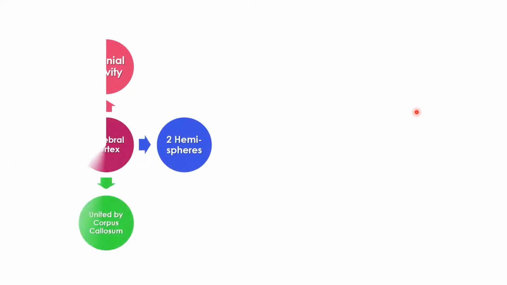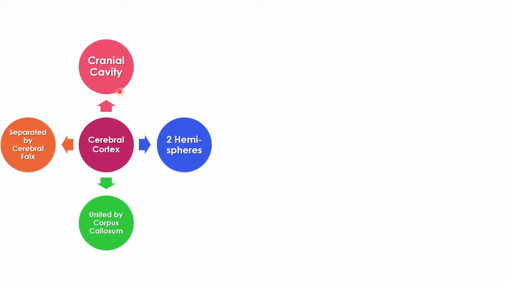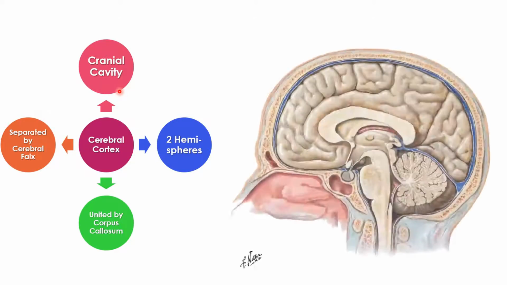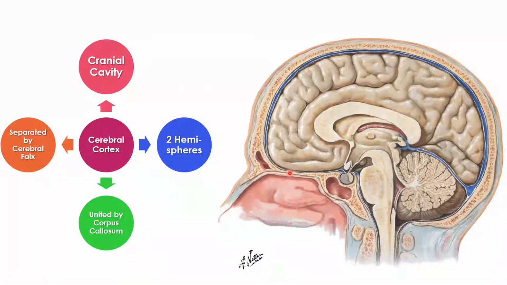First, we will do some general considerations which you should know, and many of you must have an idea of it. One, it is situated in the cranial cavity. The cerebral cortex is situated in the cranial cavity. In this diagram, we can see the whole brain, and the cerebrum is situated in the cranial cavity. The cranial cavity is formed by the bones of the calvaria as well as the neurocranium.